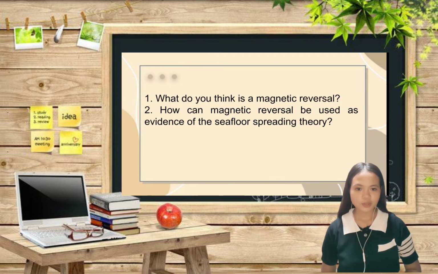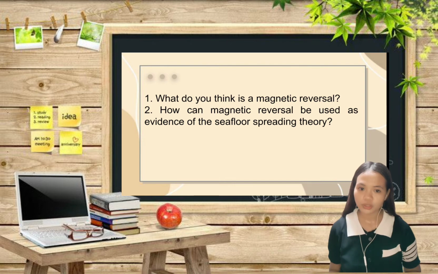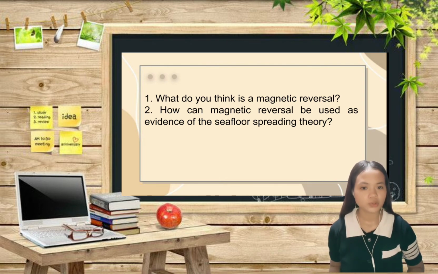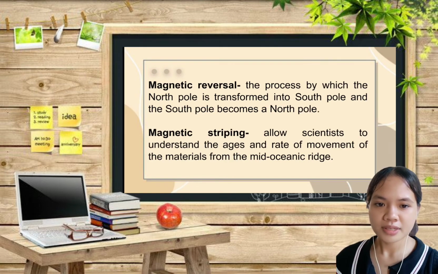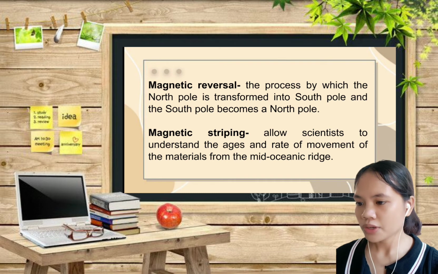So now that you successfully answered the activity, I want you to answer this question. What do you think is the magnetic reversal, and how can magnetic reversal be used as evidence for the seafloor spreading theory? Before we go on with this topic, I want you to familiarize yourselves with the following terms. First, the magnetic reversal, which is the process by which the North Pole is transformed into the South Pole and the South Pole becomes the North Pole. Then the magnetic striping, which allows the scientists to understand the ages and rate of movement of the materials from the mid-oceanic ridge.